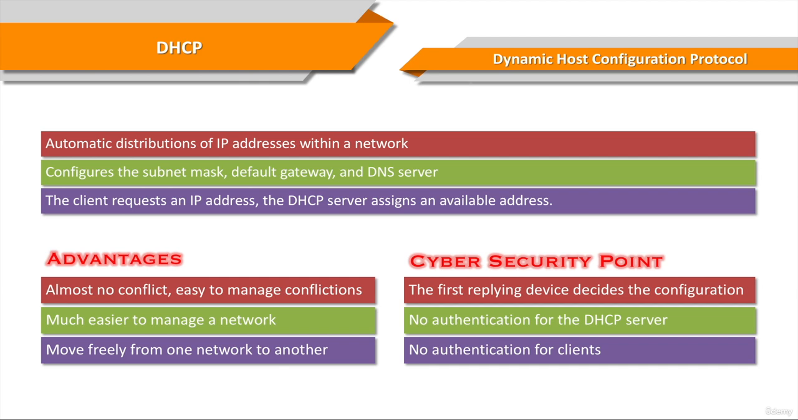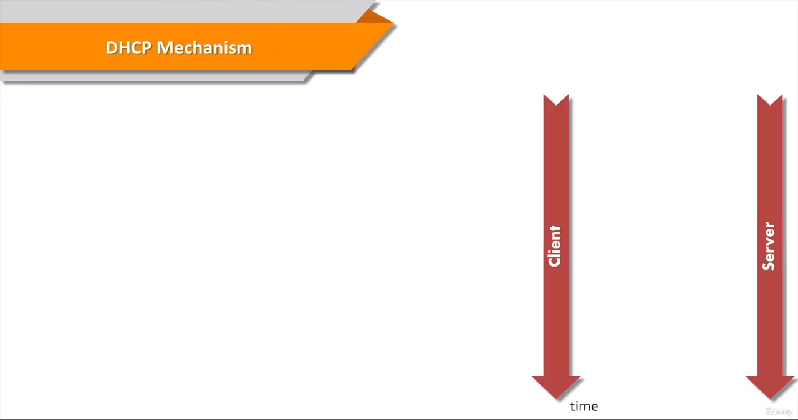What if a hacker replies before the real DHCP? Or what if a client sends a lot of DHCP discovery requests by changing the MAC address each time? So let's have a look to see how a DHCP mechanism works in detail.